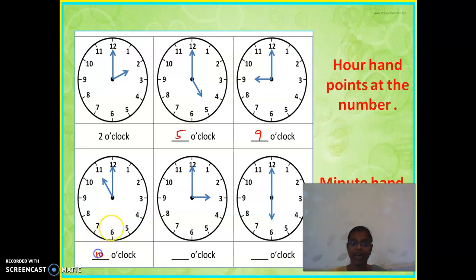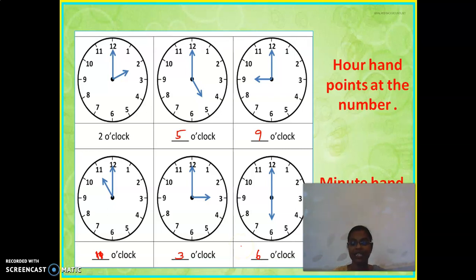10 o'clock. The hour hand, 11 o'clock. 11 o'clock. The hour hand represents 11 and the minute hand represents 12. What about the next one? 3 o'clock. And the next one, 6 o'clock. Now will you be able to draw?